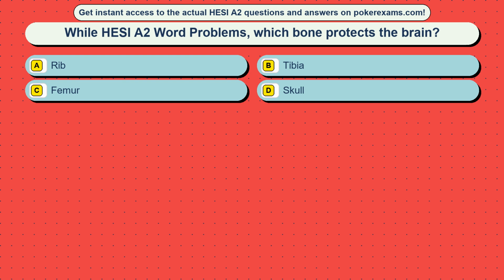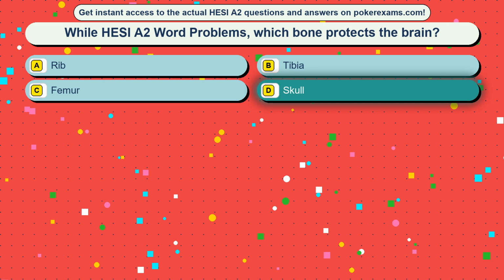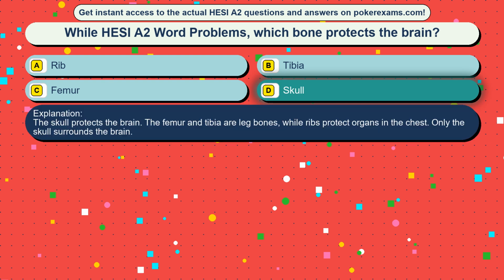Question 7. While HESI A2 word problems, which bone protects the brain? Option A, rib, option B, tibia, option C, femur, option D, skull. The correct answer is option D, skull. The skull protects the brain. The femur and tibia are leg bones, while ribs protect organs in the chest. Only the skull surrounds the brain.